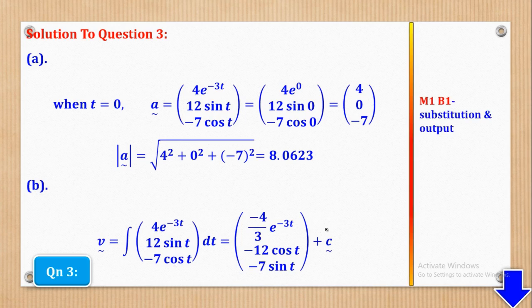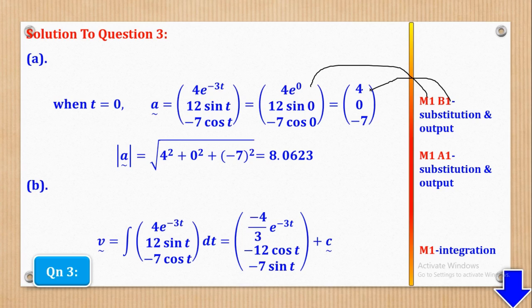Before I go to the next slide, let's first see the marks for this slide. M1 is for substitution and B1 is for the output. M1 is for the integration.